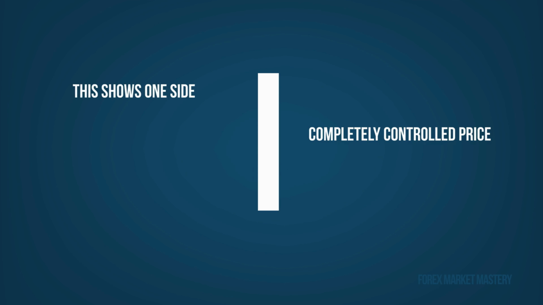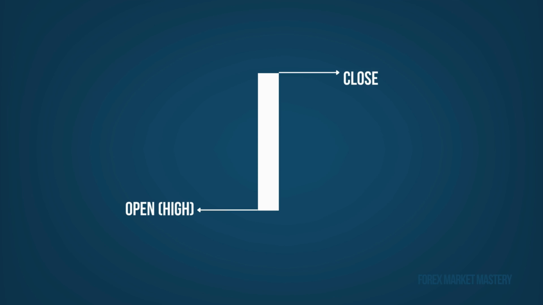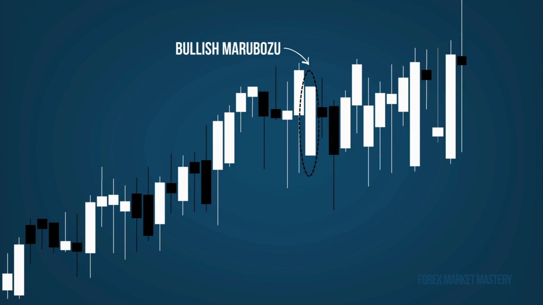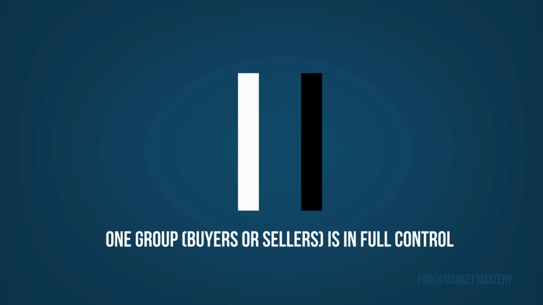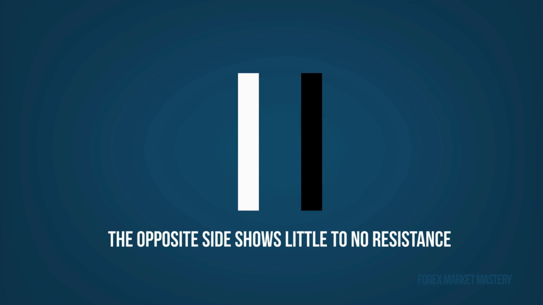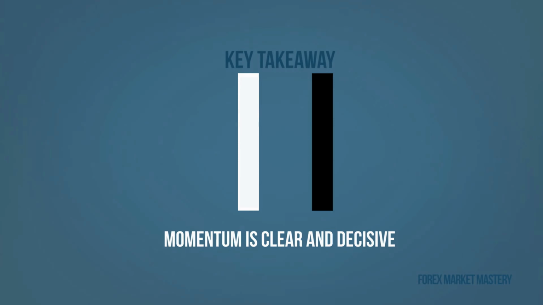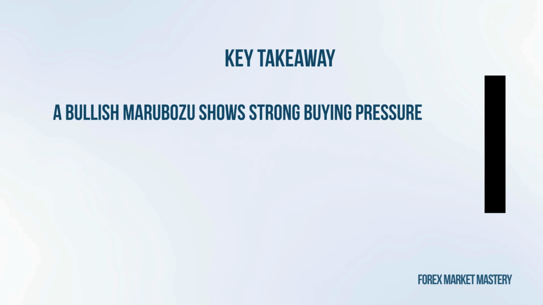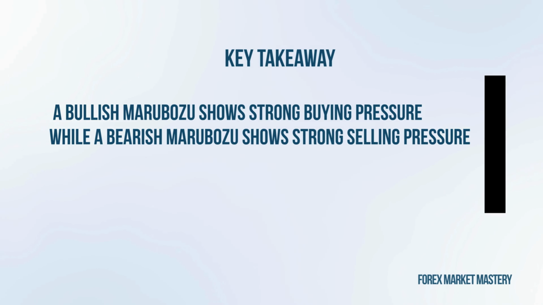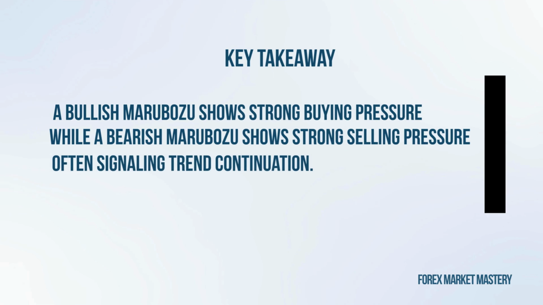For the Marubozu, this is pure dominance, a candle with almost no wicks, just a long body. This shows one side completely controlled price from open to close, no contest, no indecision. When you see a bullish Marubozu breaking through a key level, that's serious momentum. Psychology behind it is one group, buyers or sellers, is in full control. There is strong conviction and confidence. The opposite side shows little to no resistance. Momentum is clear and decisive. Key takeaway? A bullish Marubozu shows strong buying pressure, while a bearish Marubozu shows strong selling pressure, often signaling trend continuation.